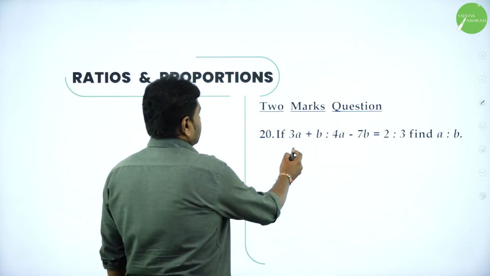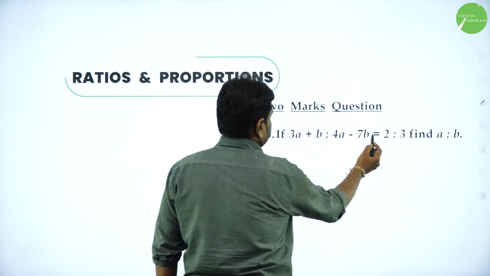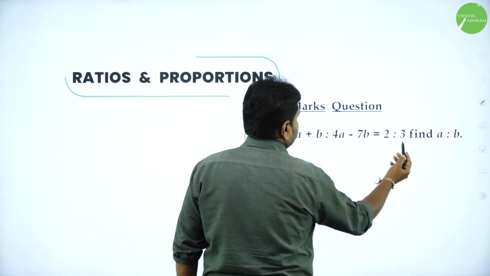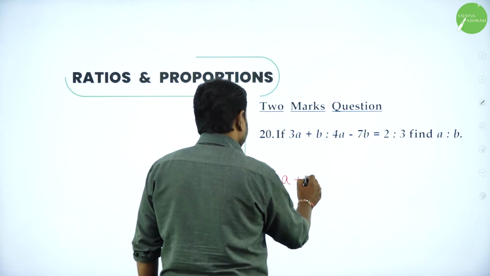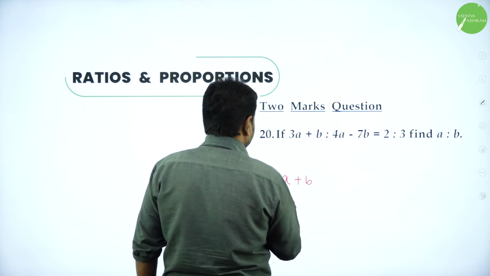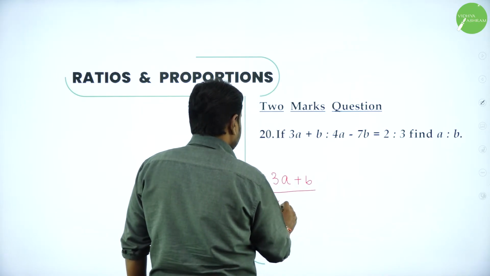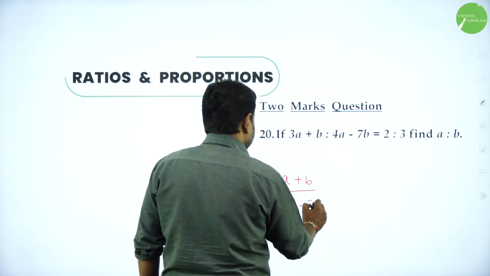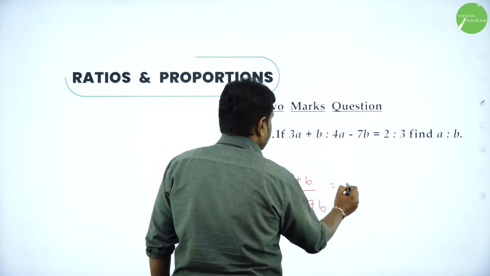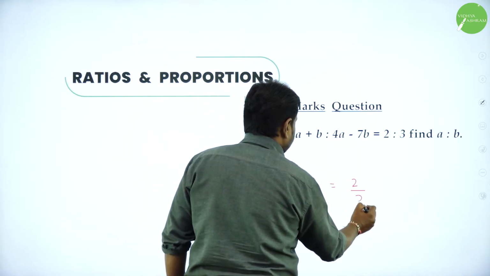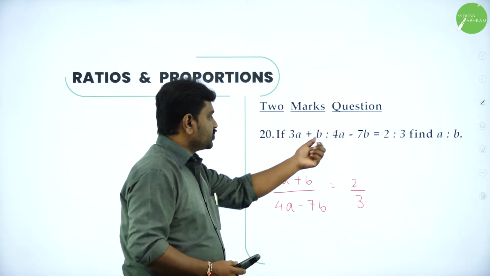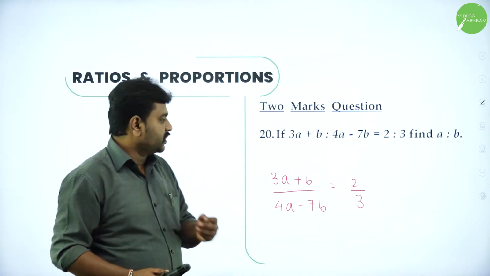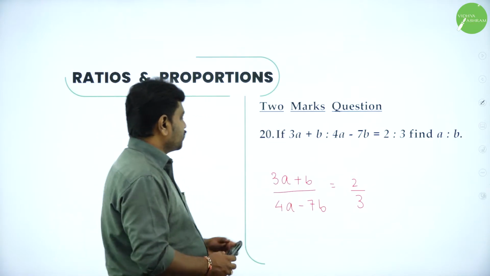If 3a plus b is to 4a minus 7b is equal to 2:3, find a is to b. So they gave 3a plus b is to, I can write divided by 4a minus 7b is equal to 2:3, I can write 2/3. So I have taken this ratio as 2/3. A is to b means a by b. So take this, now cross multiply.